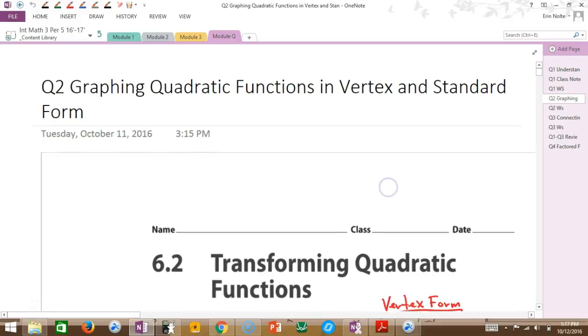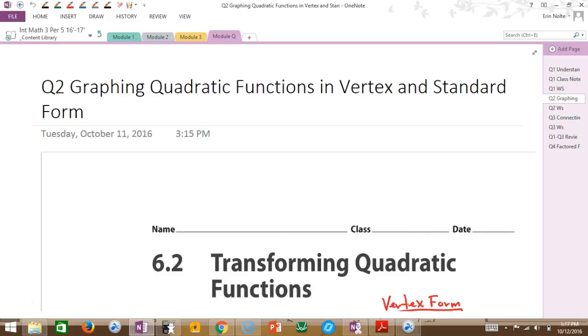Alright, so Q2. I am calling Q2 graphing quadratic equations, and we are going to graph them in vertex form, and then we're going to do standard form. Basically you're just graphing quadratics today.